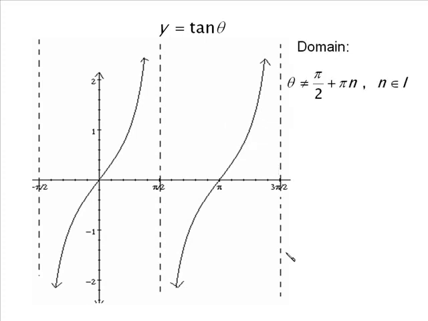Domain, as I noted, has some interruptions in it, and it's all real numbers, except for wherever it's undefined, or where those vertical asymptotes are. So it cannot be equal to pi over 2, and then that plus pi n, you've seen that notation before, where n is an integer, means that we have multiples of pi, which is correct, because every pi rads, or 180 degrees, we get another asymptote, that is another interruption. So that means it's all real numbers except for those, forever.